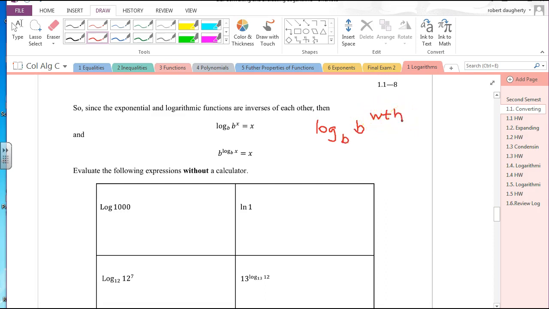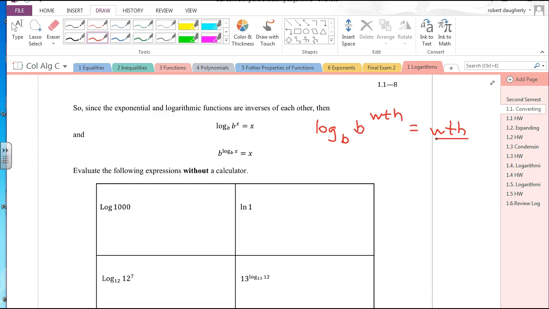Guys struggled with this last year, but I'm going to try to write this in G-rated terms. Log base b of b to whatever. I don't care what is up here. It doesn't matter. Log base b of b to anything is that anything. These are inverse functions. So if I have b and I raise it to some power, but I take the logarithm, I get what I started with.